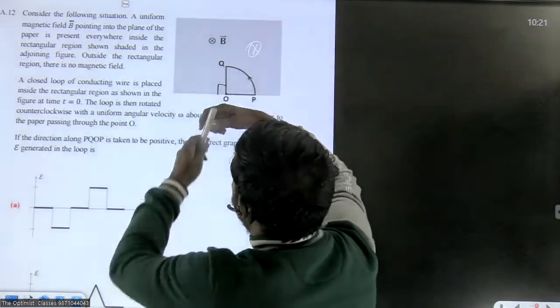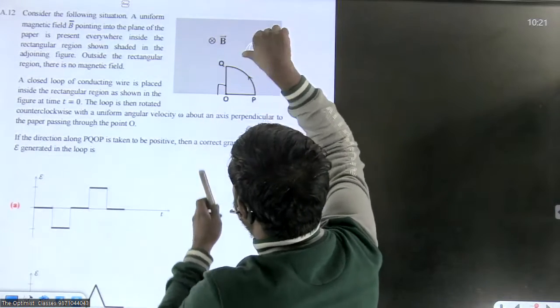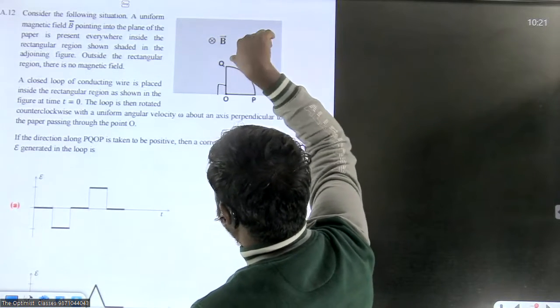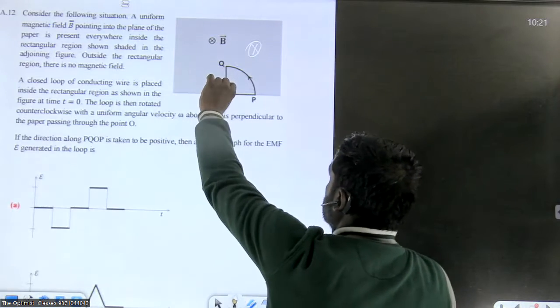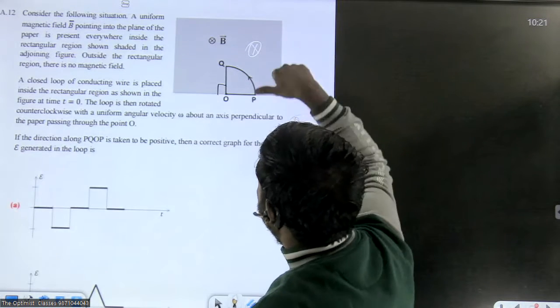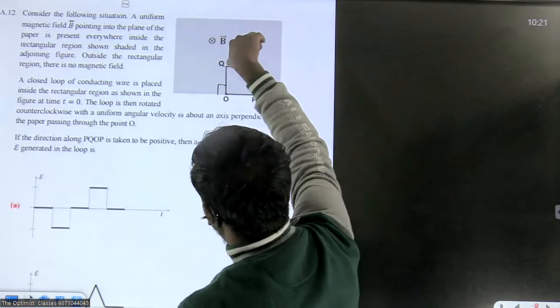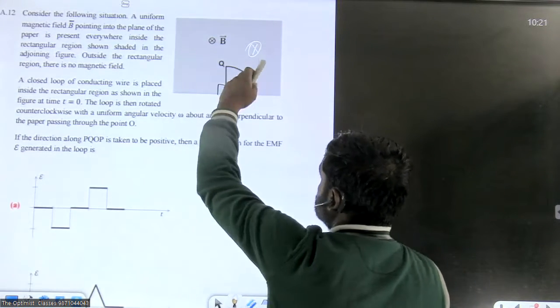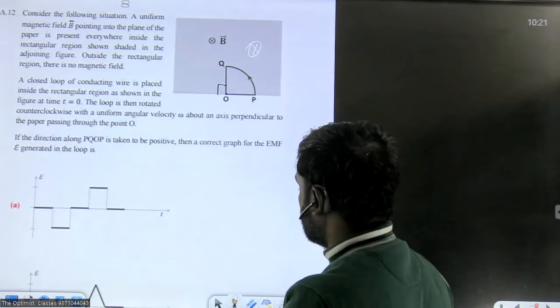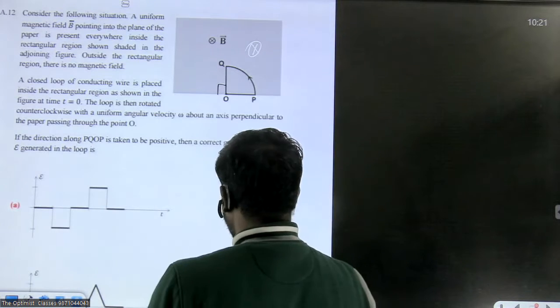This cross indicates that the magnetic field is downward. So we put the thumb downward to support the flux, because initially flux will decrease when this OQ line comes out of the magnetic field. In that case, the induced current will flow in this direction, which is opposite to the given arrow. So EMF will be taken to be negative.